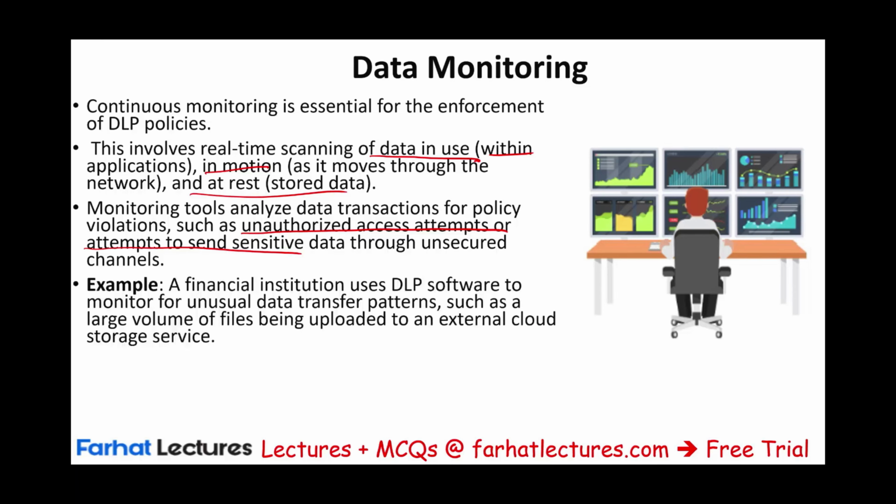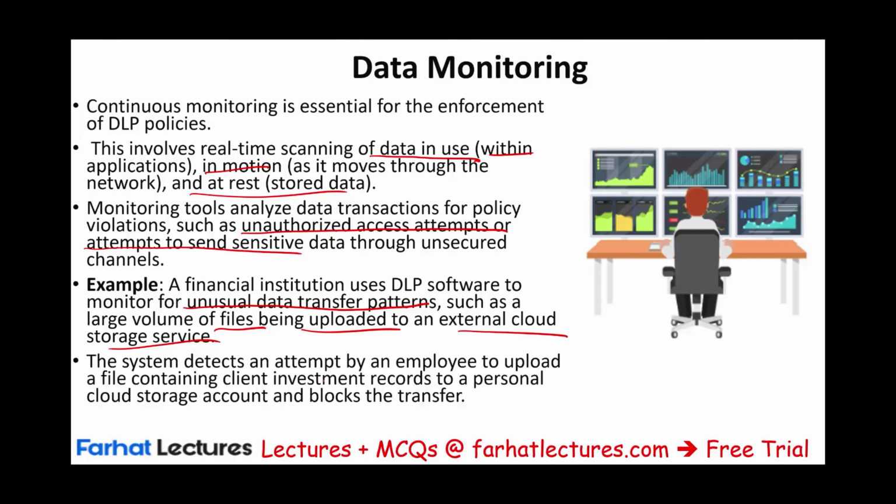For example, a financial institution uses a DLP to monitor any unusual data transfer pattern. Like what? Like large volume of files being uploaded to an external cloud storage service. Well, there's no need for that. If that's happening, we need to know why. So the system will detect such an attempt and will do what? Will investigate. So the system detects an attempt by an employee to upload a file containing client investment record to a personal cloud storage account, and blocks the transfer and investigates why this is needed.